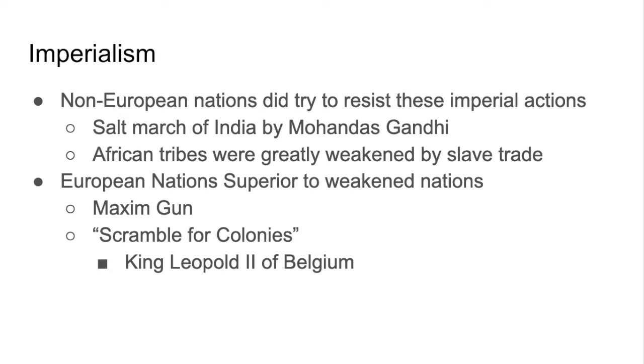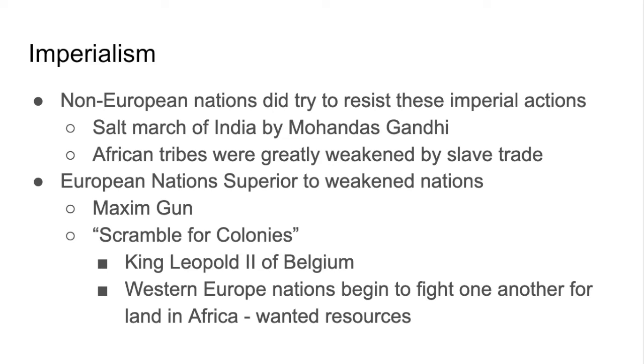So on the outside, it looked like he was trying to help these underdeveloped nations. He was making treaties with them, but privately, he dreamed of conquest and profit. Okay, and so because of him and his techniques of breaking down the tribes within the Congo and taking their resources, a lot of other Western European nations we're going to see start to fight one another for land in Africa.